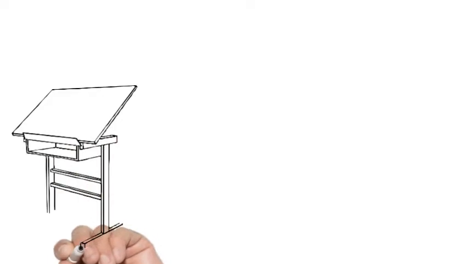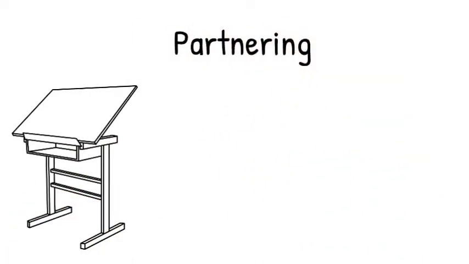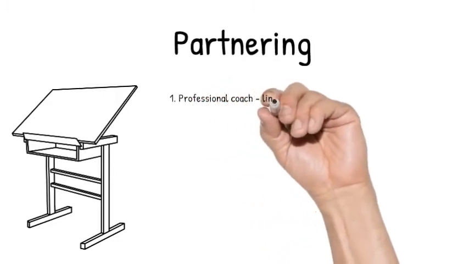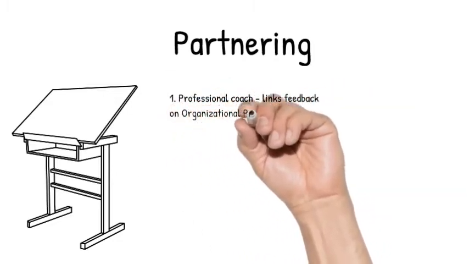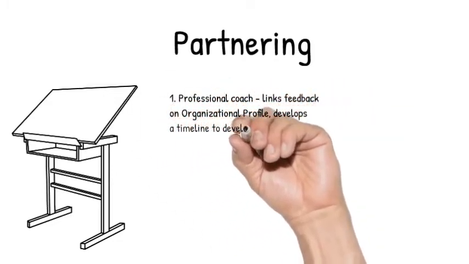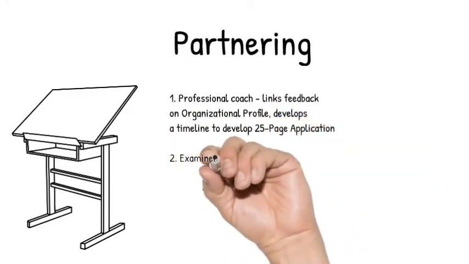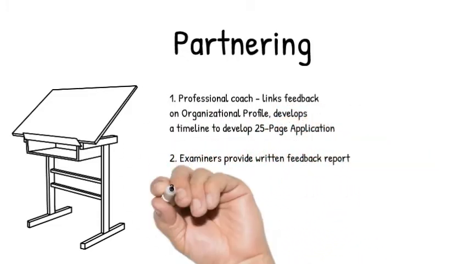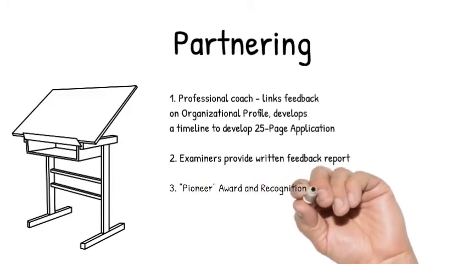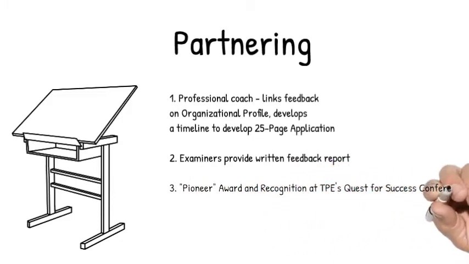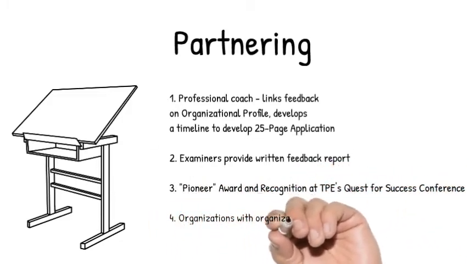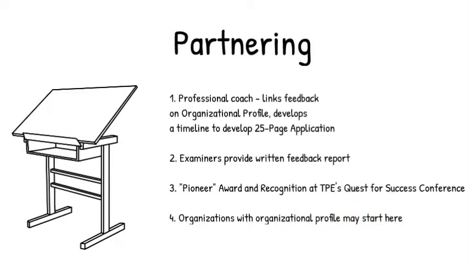During the second phase, Partnering, your professional coach works with the organization to interpret the organizational profile feedback report and helps in developing a timeline for writing your 25-page application. Two TPE examiners will review your application and provide a feedback report consisting of strengths and opportunities for improvement. Upon completion, the organization receives a Pioneer Award and is recognized at our conference in September.